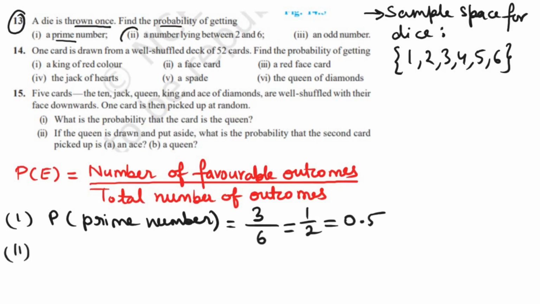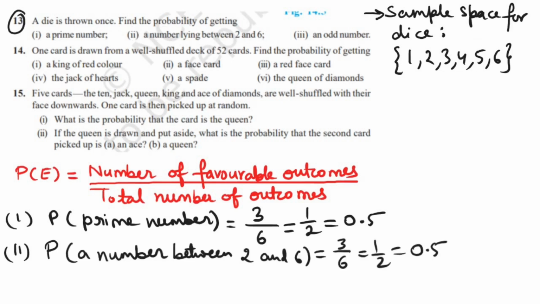The second question, what is the probability that a number lies between 2 and 6? So here, how many numbers lie between 2 and 6? That is 3, 4 and 5. So these are also 3 out of the 6 cases.